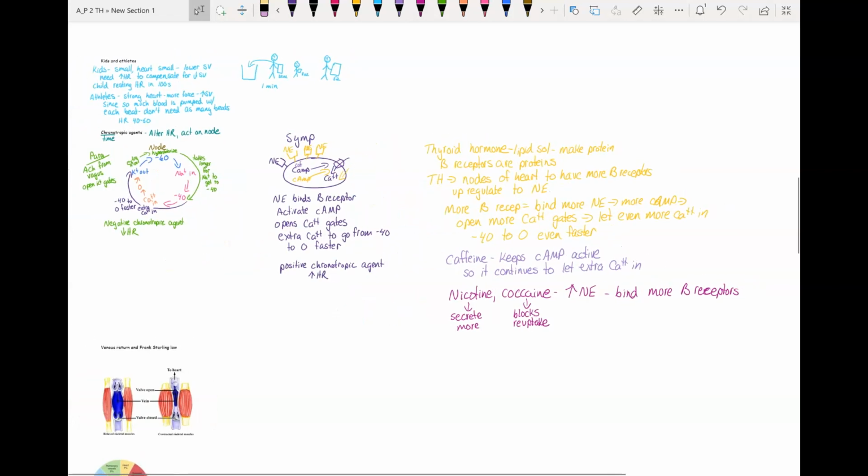Okay. Then if we go back and look a little more at negative chronotropic agents, there are things that will slow down your heart besides acetylcholine. But the other negative chronotropic agents act by blocking the effects of norepinephrine.